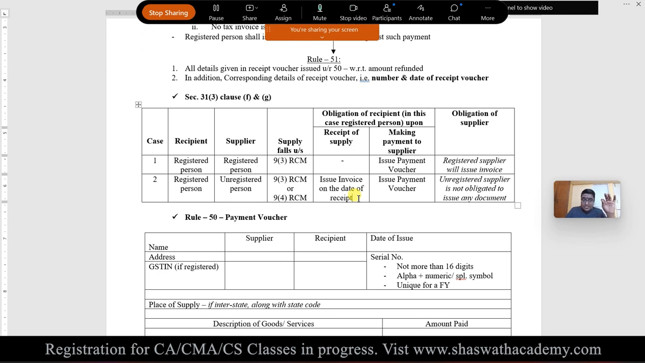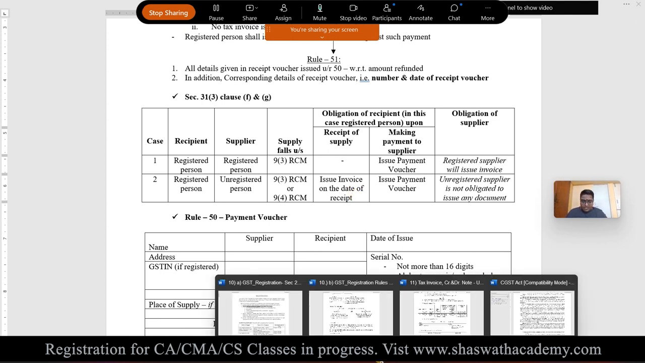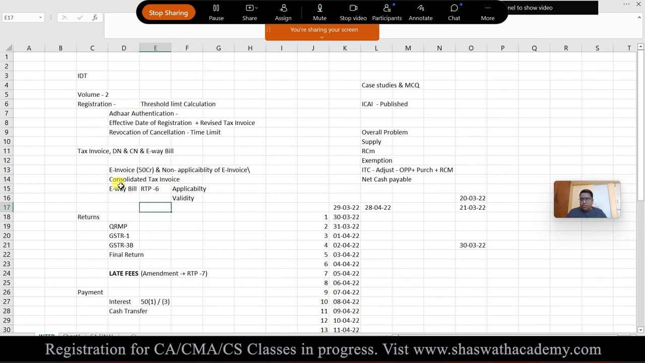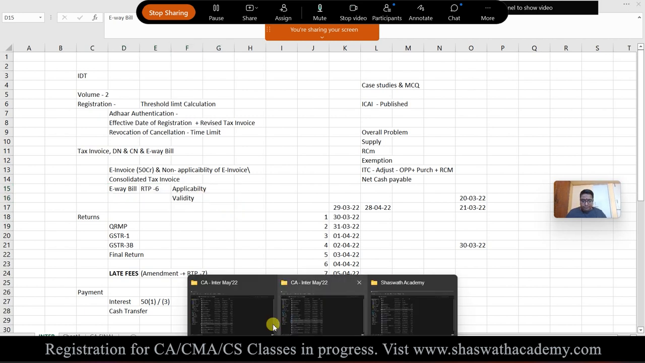Clear, sir. This can be tested in MCQ: the consolidated invoice frequency period. If it is less than 200 rupees, then daily. Procurement from an unregistered person, then monthly, one consolidated tax invoice is sufficient. Clear, my dear? Everybody? MCQ area, market important. And then I am going to the next target area, which is e-label.